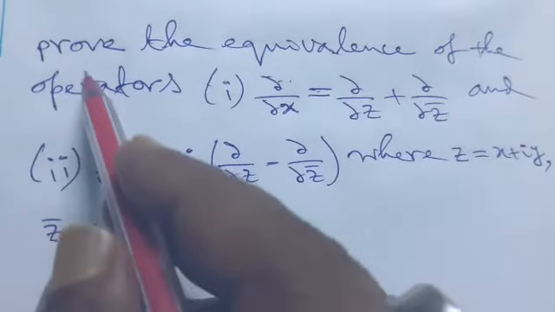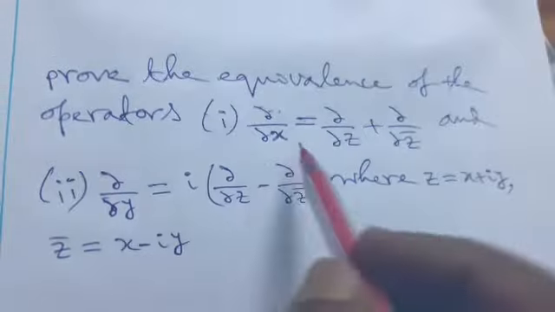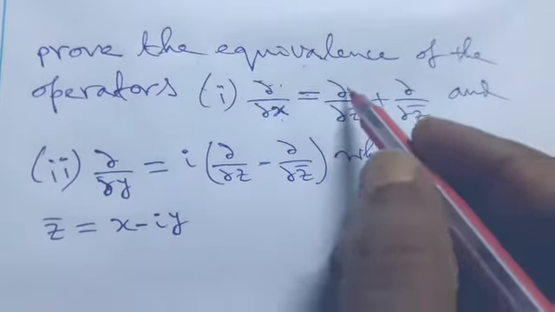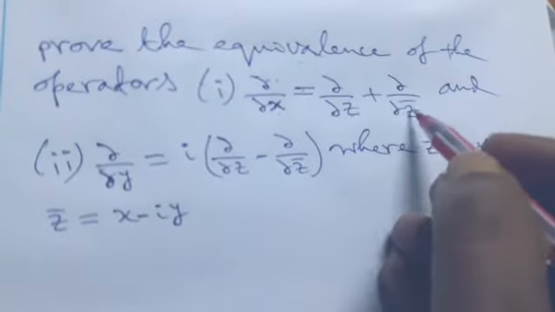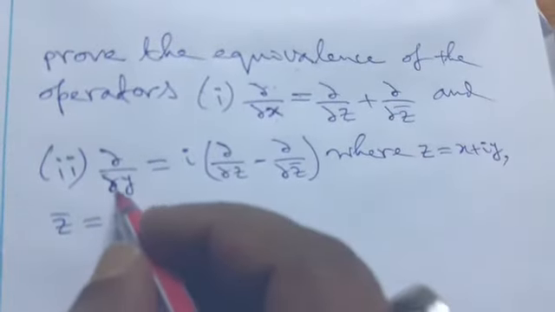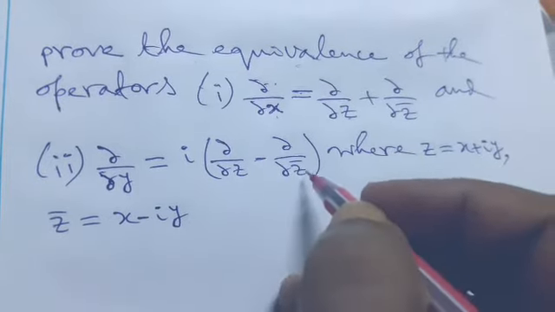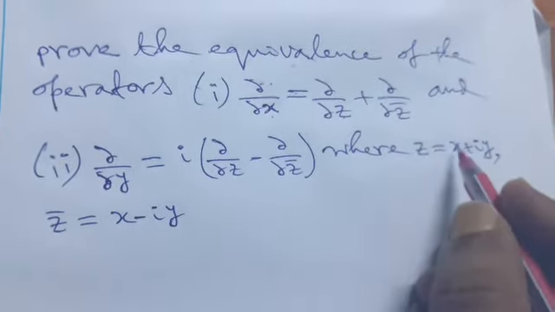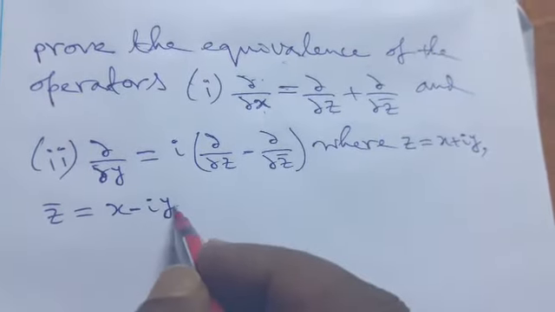Welcome to the viewers. Now we prove the equivalence of the operators: del x is equal to del z plus del z bar, and del y will be i into del z minus del z bar, where z equals x plus iy and z bar denotes, as usual, x minus iy.